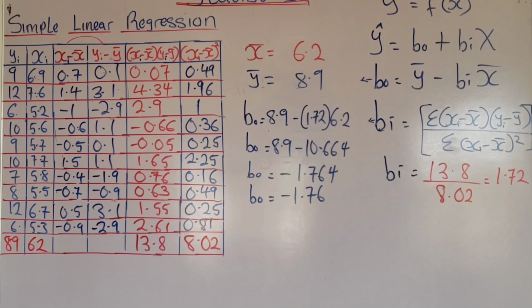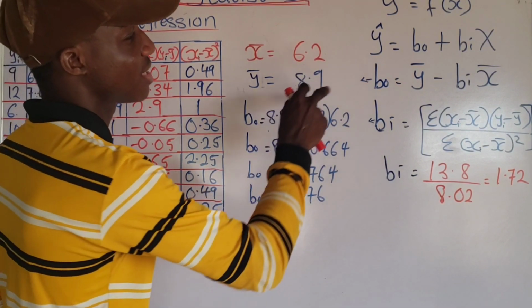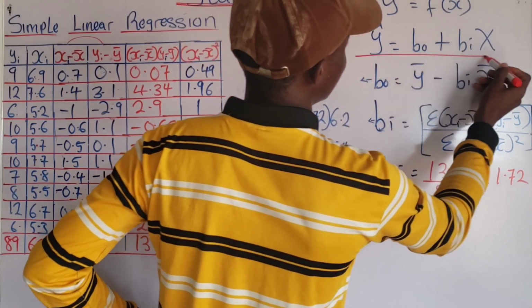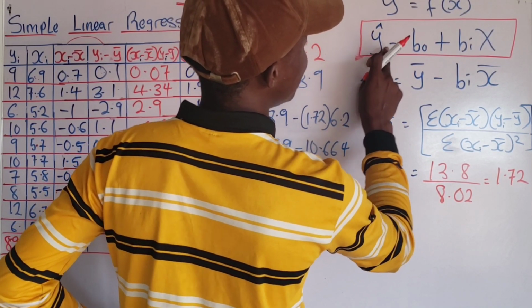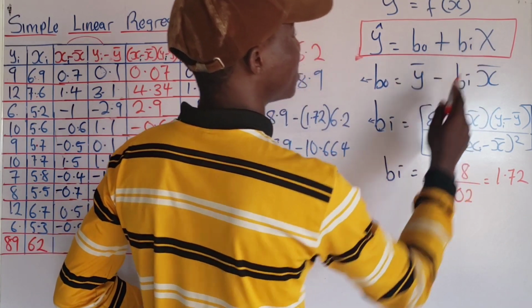So we can easily compute our simple linear regression equation. Don't forget that from the question we are asked to find a simple linear regression function y equals f of x. I already told you when I started this class how the simple linear regression function will look. That is, y is a function of x. So y is equal to b naught plus b1 multiplied by x.